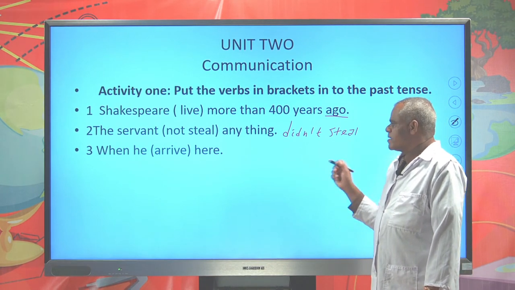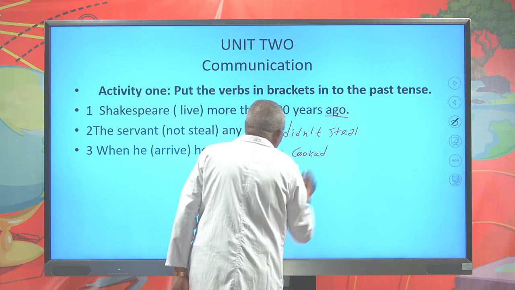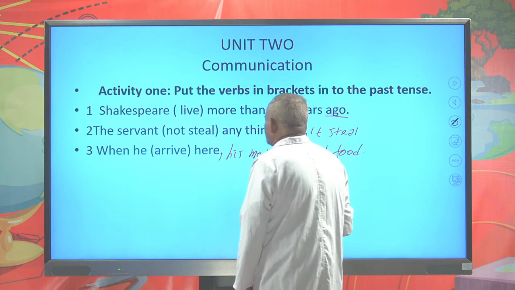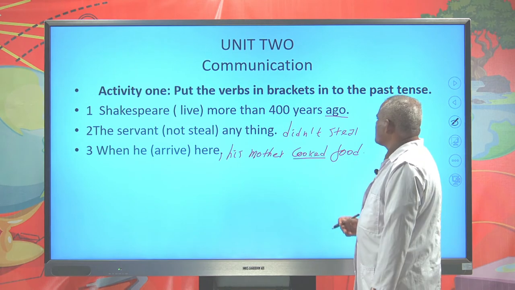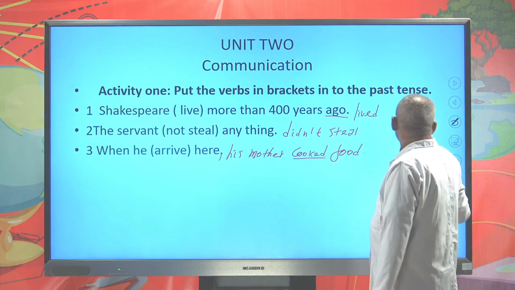When he arrived here, it says. It's good. Let's complete this one. When he arrived here, his mother, if you like, cooked what? Food. Those are persons. This is a sample example for persons. So in the case of the first one, lived is a possible one.